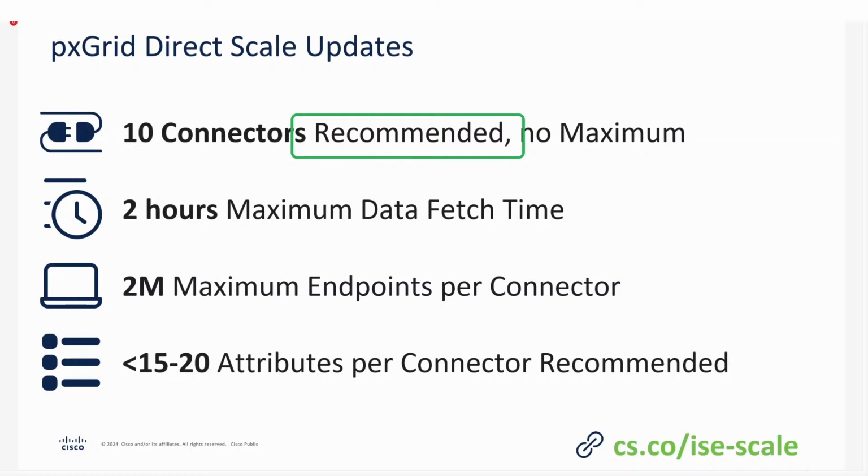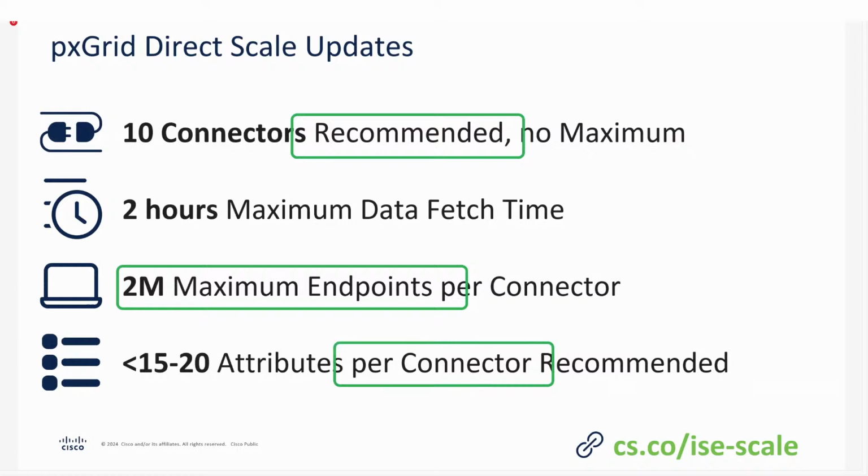The other one is the sheer scale of it itself is 2 million maximum endpoints. This is updated from 500,000 maximum endpoints, and this is per connector. So it's not 2 million maximum endpoints through all connectors together. It's going to go to the maximum endpoint number that we have within ISE. And the 15 to 20 attributes: it used to be 15 to 20 attributes recommended total. Now it's 15 to 20 attributes per connector that you can use within your authorization policies.